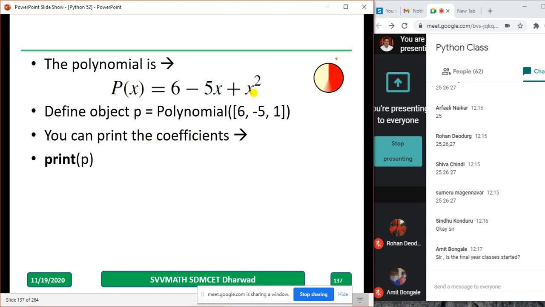Anyway, I'll show you the program also in the next slide. A sample program and its result I'll show you. Another few seconds I'll wait. Let me go to the next slide.